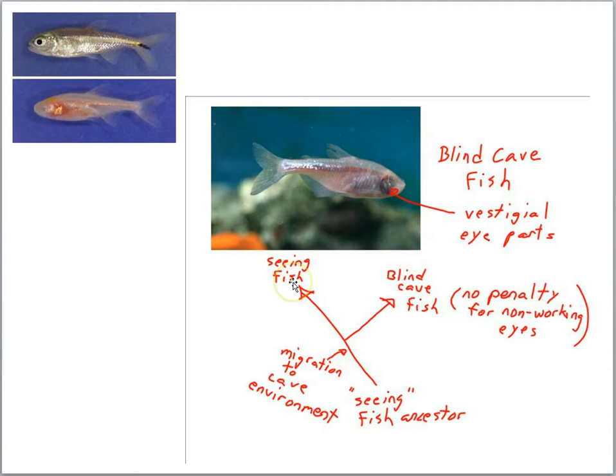Now, why is it important to have eyes out in the ocean? Well, when there is light, you want to be able to see predators, for example. So eyes make sense if there's light to capture. But in the cave with no light, there's no penalty for non-working eyes. And so Darwin's going to argue then we can explain the leftover parts of the eye in these fish because this species changed from an ancestor that had functioning eyes.